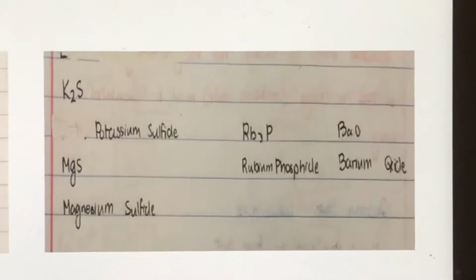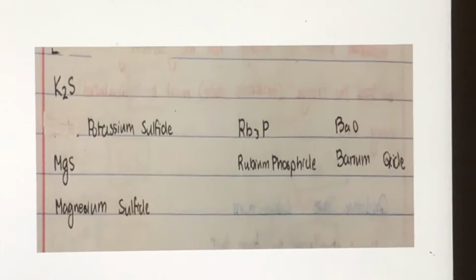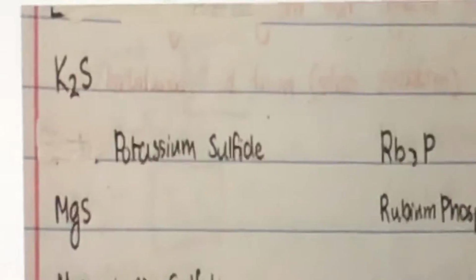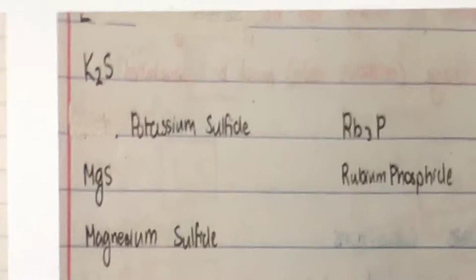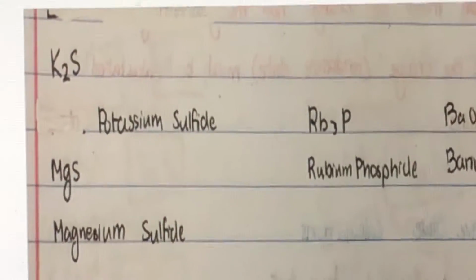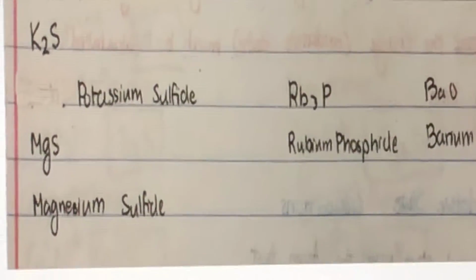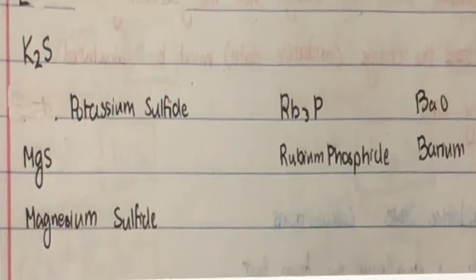And for the opposite, let's look at K2S. So K, we all know it's potassium, and S is sulfide. Well, S is sulfur, but in nomenclature, we change the ending to IDE.